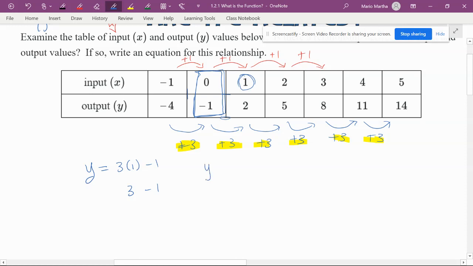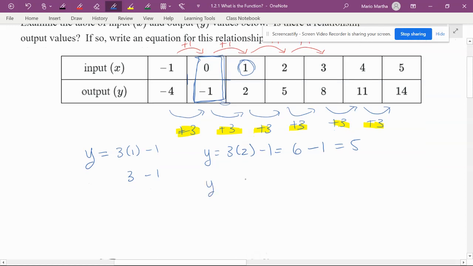All right, so let's try another one. Y equals 3 times 2 minus 1. That would be 6 minus 1, which gives us 5. Now try one of the big ones, see if it works. If it works, that's our rule. So y equals 3 times 5, take away 1. That would be 15 minus 1 equals 14. And right there it matches, right?